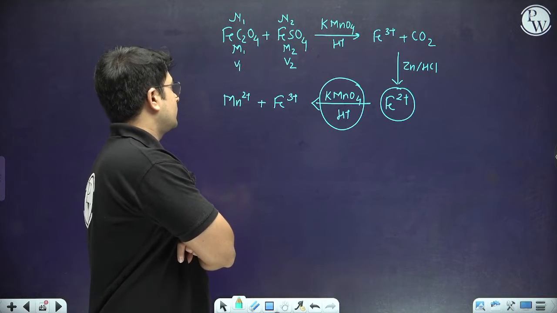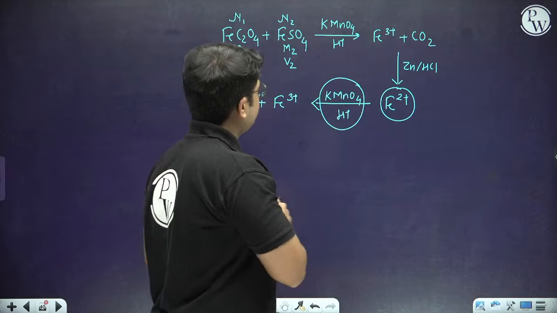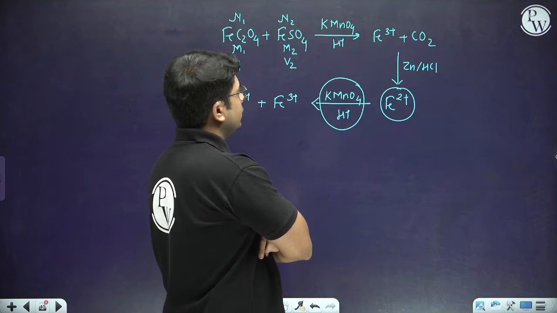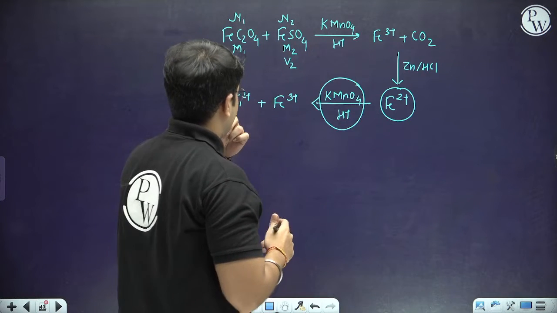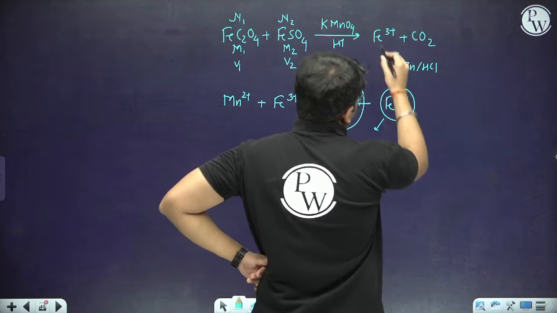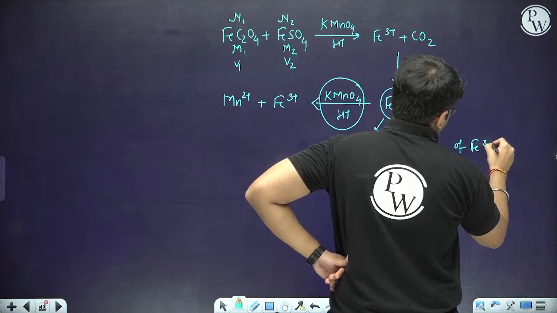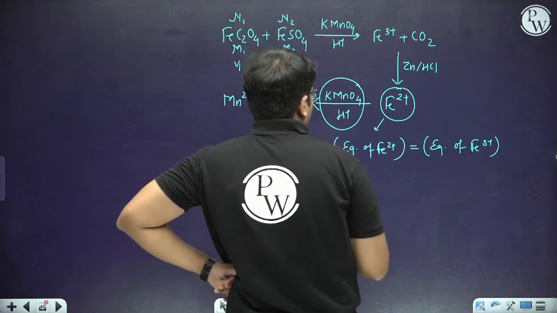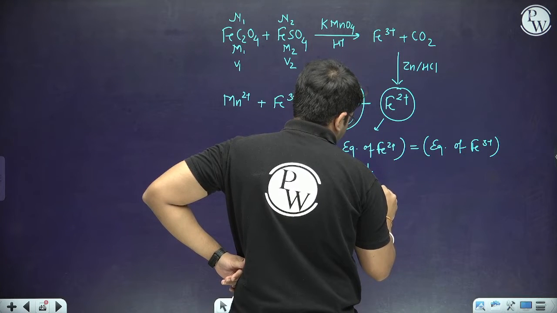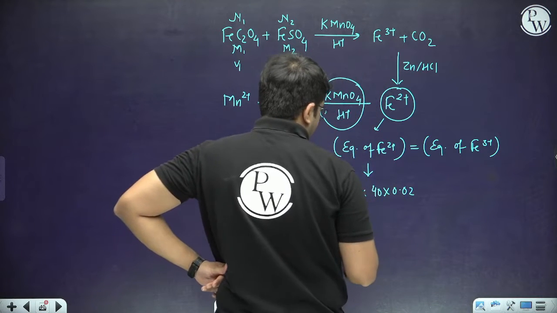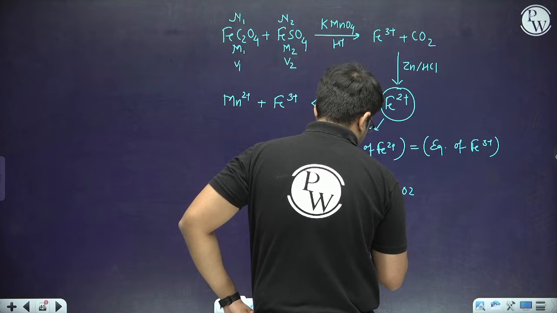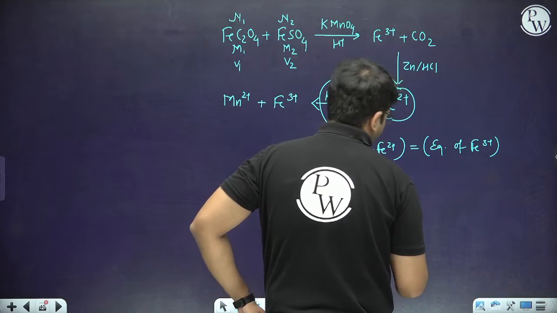Okay. So what is happening is that from this data I can calculate this data. Equivalents into n factor, both are same. So whatever equivalents of Fe2+ are there in this step, they are going to be equal to equivalents of Fe3+ in this case. If this is equal, it means this part we have already calculated. Equivalents are basically n factor 5 multiplied by 40 ml multiplied by 0.02, so that will be 4. Okay, so this part is 4.